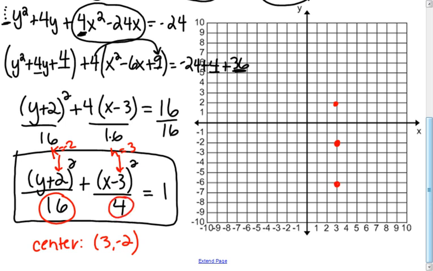B squared is 4. So the square root of 4 is 2. So I'm going to go 2 to the right of my center, 2 to the left of my center. Here's what my ellipse will look like. I kind of got that off a little bit, but you get the gist.